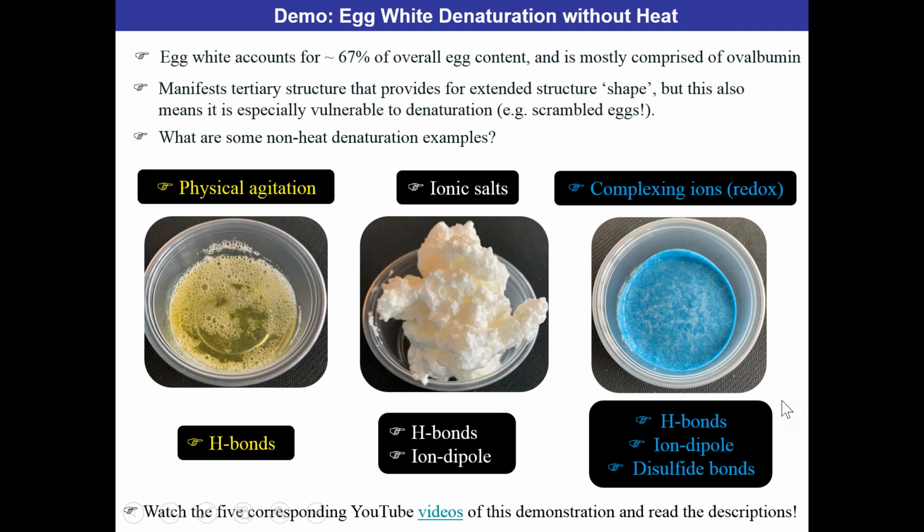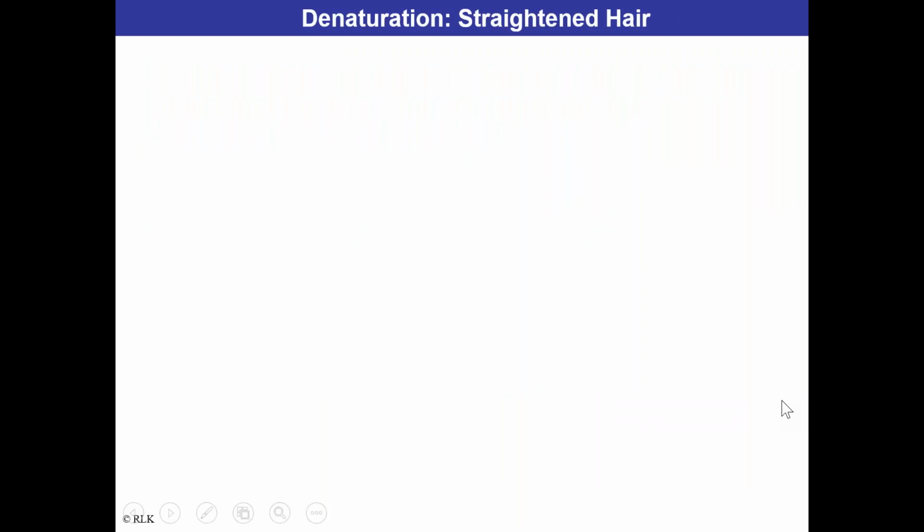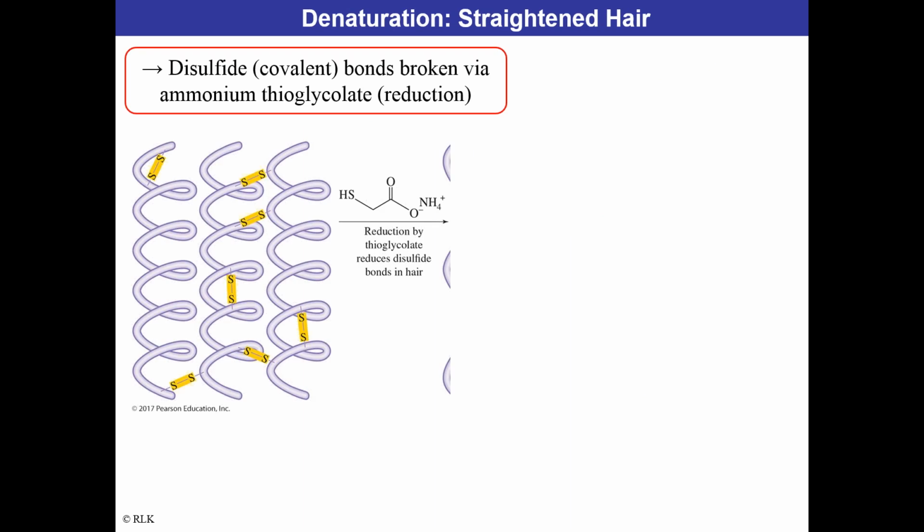Look at the descriptions of each one. These are really important examples, and they help drive home what happens whenever proteins can become denatured. Here's another example.